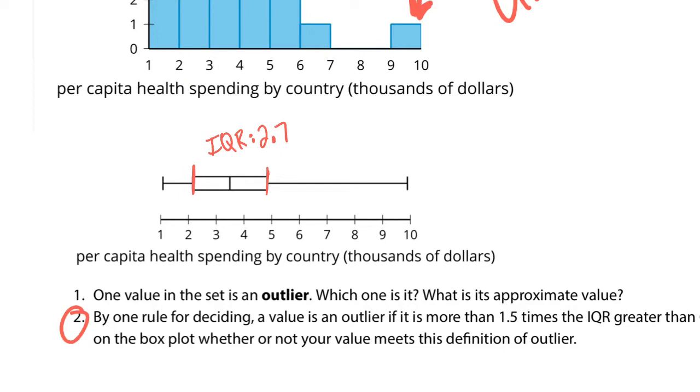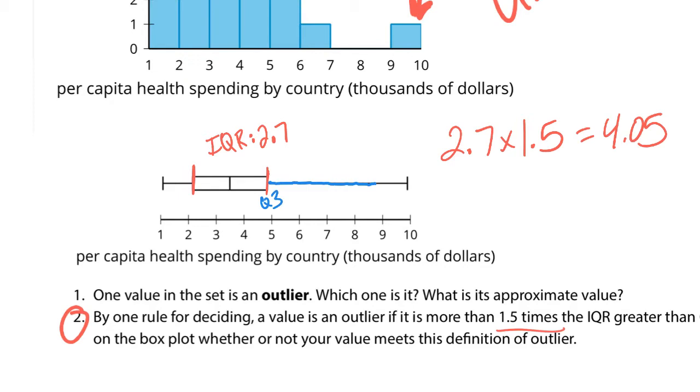2.7. And so to determine if this really truly is an outlier, we're going to take our 2.7 times 1.5. That's what they mean by 1.5 times the IQR. And that is going to be 4.05. Okay, so now we take that 4.05 and we're looking at, is my value more than that distance away from quartile 3?